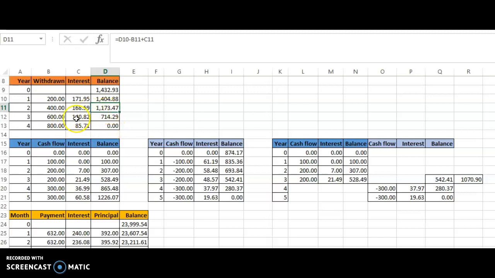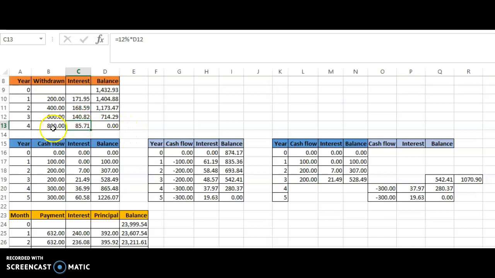Notice the third year, you have 12% from the reduced balance, 1173.47. 12% from this, you get 140.82. You add that to this balance here, but you also minus this because you withdraw 600. So your balance becomes lower. This minus this plus this, you get 714.29.